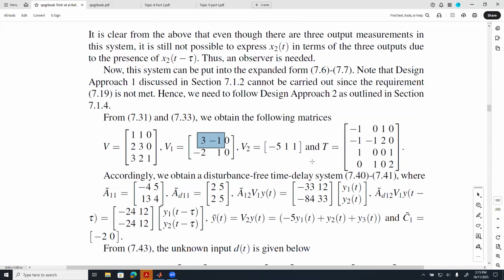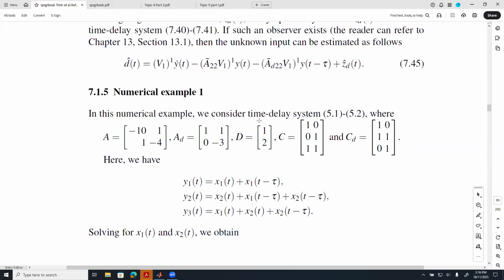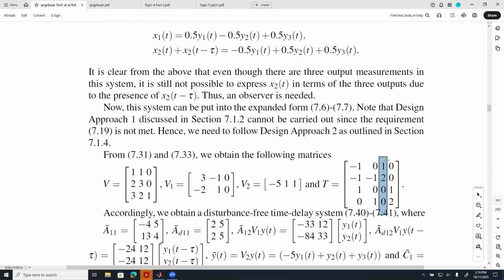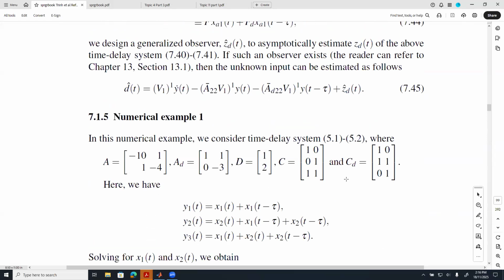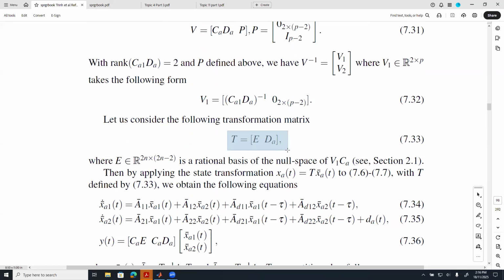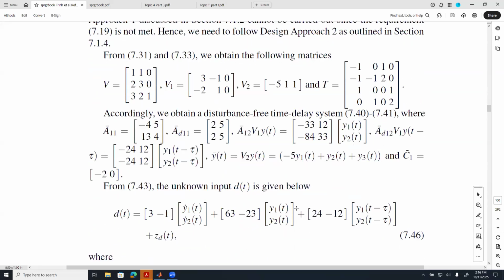Now, the matrix T is the matrix E itself, which is the generalized null space of V1 times CA, and this is the unknown matrix DI itself. That one has 2 columns, which basically consists of this and then the other one, which is basically this thing here, 1, 2, 0, 0, and then 0, D. So those two columns belong to matrix DI. That's where we have this transformation matrix. And so we obtain a reduced order system, which is this one in here.